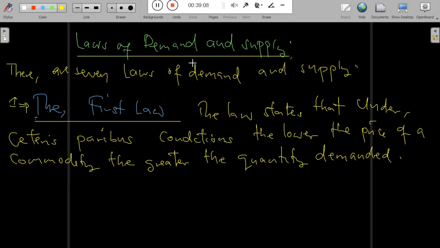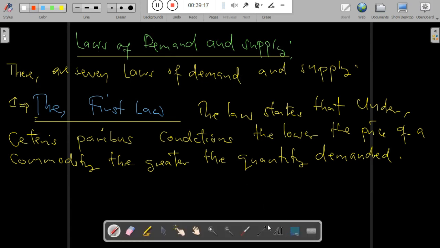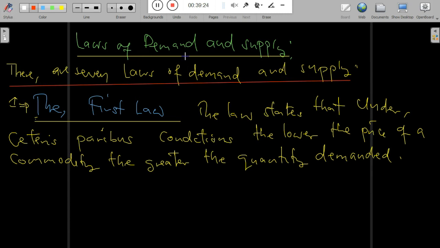So the law of demand and supply. There are 7 laws of demand and supply. The first law states that under the ceteris paribus condition, the lower the price of a commodity, the greater the quantity demanded. So when you try to sketch out the graph, it would appear like this.